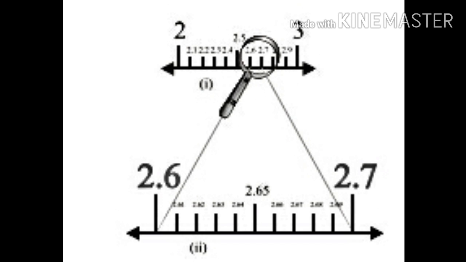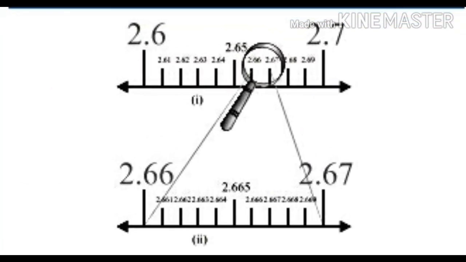Now, 2.665 lies between 2.6 and 2.7. So let us focus on the portion between 2.6 and 2.7. We imagine to divide this again into 10 equal parts. The first mark will represent 2.61, the next 2.62 and so on. To see this clearly, we magnify this as shown in the figure.